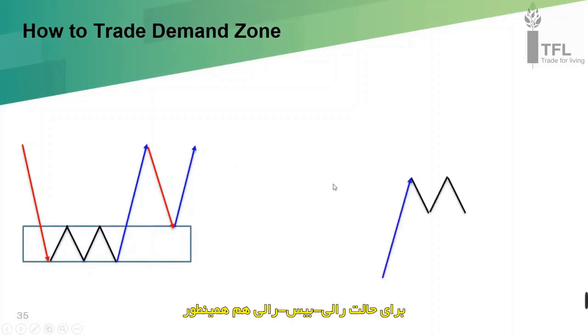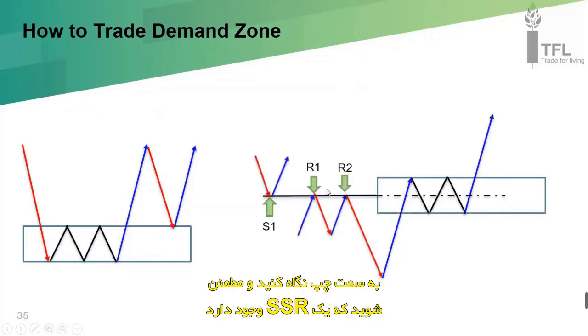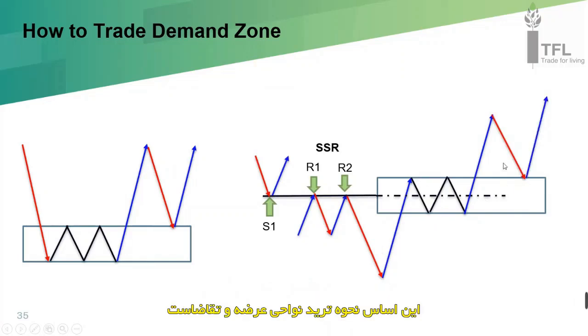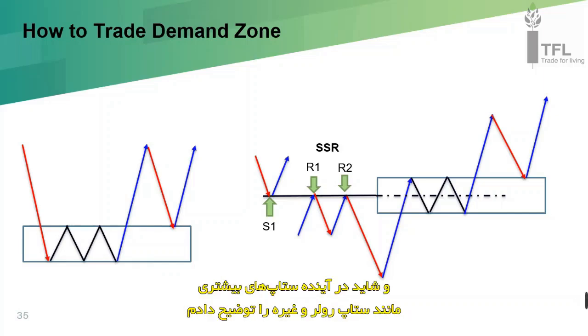Similarly, for the rally base rally demand zone, look to the left and make sure that it's an SSR, so that when the price comes back to this area in the future, it will rebound for a continuation trade. So this is the basics of how we trade our supply and demand zone. Even though I'm giving you a lot of setups, such as resistance becoming support or support becoming resistance, either we're talking about the QML setup, or maybe in the future we will have a lot more, like the ruler setup, and a lot more.